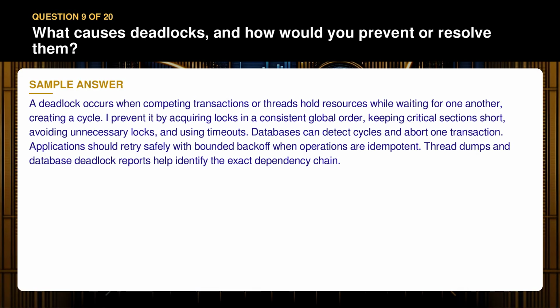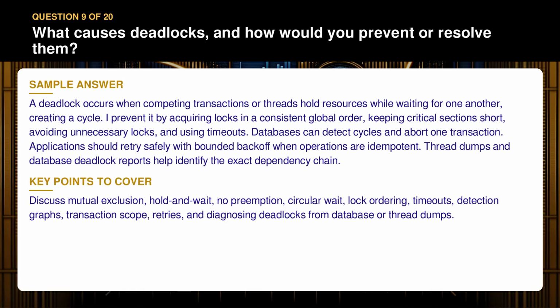Applications should retry safely with bounded backoff when operations are idempotent. Thread dumps and database deadlock reports help identify the exact dependency chain. Discuss mutual exclusion, hold and wait, no preemption, circular wait, lock ordering, timeouts, detection graphs, transaction scope, retries, and diagnosing deadlocks from database or thread dumps.